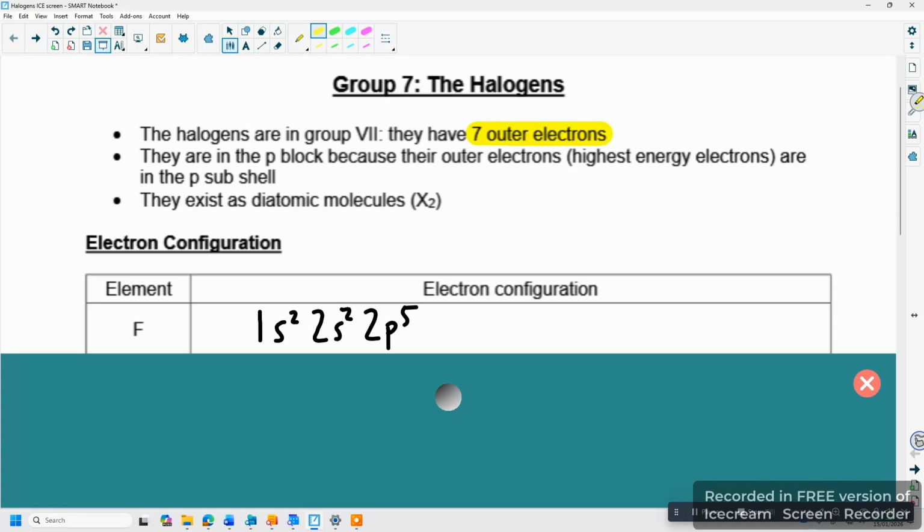They are the 5th element along in the p block, and that's because their outer electrons are in the p subshell, and they all exist as diatomic molecules. So we've got fluorine's electron configuration here. We've got 7 electrons in the second shell, and 5 of those electrons are in the p subshell. So pause the video and complete the rest of the table.